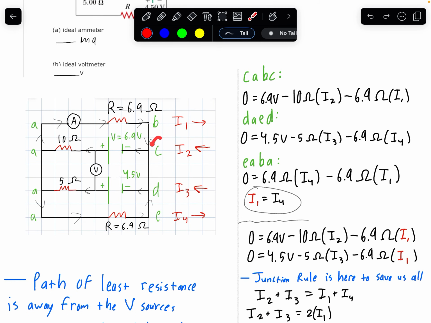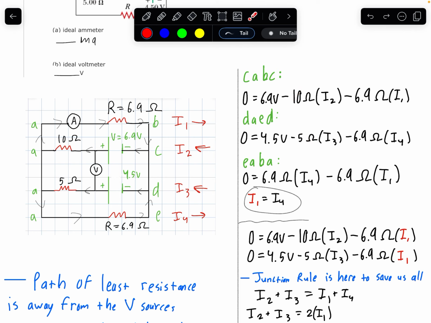Here we go. If I do C, A, B, C, then we have addition from the voltage source, subtraction from going the same direction as the resistor, and the same idea with the 6.9 ohm resistor. That's pretty simple. Put in the current for I2 and the current for I1. Good. So D, A, E, D: positive 4.5 volts, minus the 5 ohm resistor and its current, and then minus the 6.9 ohm resistor and its current. I see four variables here, which kind of stinks, but that's okay.